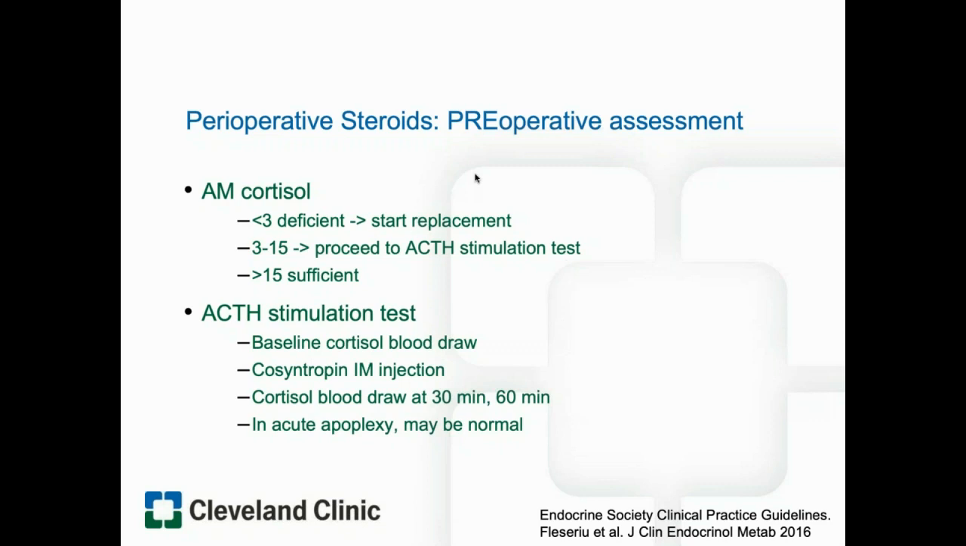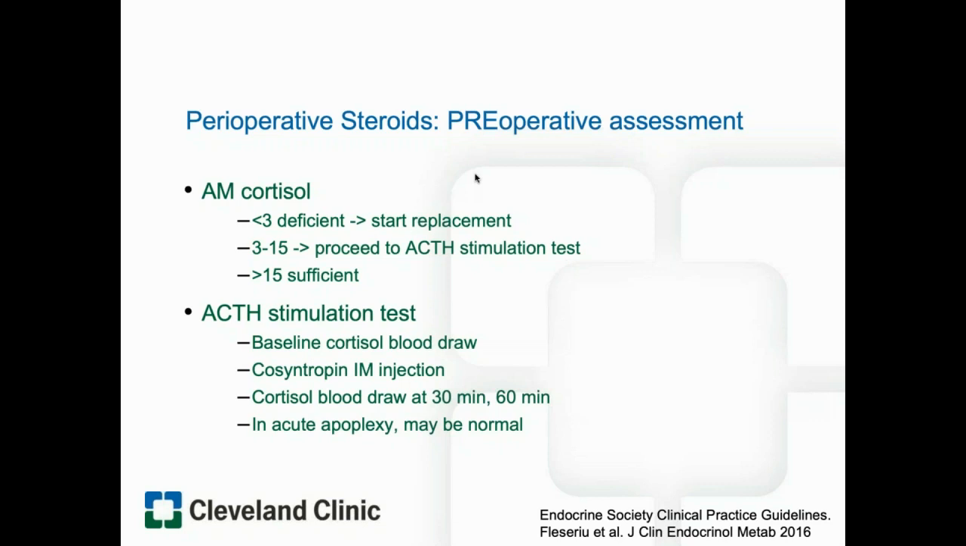So we like to check it sometime between 7 and 9 a.m. This is taken from Endocrine Society practice guidelines published in 2016, where they said, okay, if the morning cortisol is less than 3, we consider that that patient has a deficiency and we start replacement. If it's greater than 15, that's considered sufficient. And if it's between 3 and 15, we may proceed to something called an ACTH stimulation test.